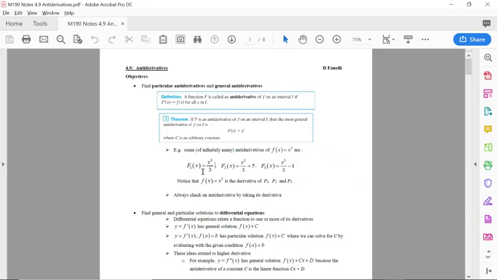But this is not the only function whose derivative is x squared. If we added any constant we want, a positive number, a negative number, a whole number, integer, fraction, decimal, any constant that we want.